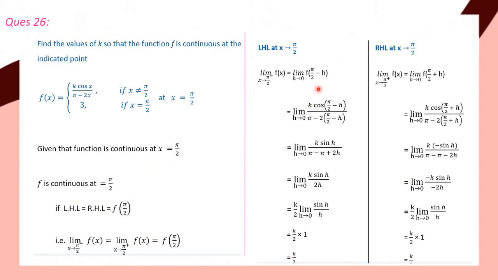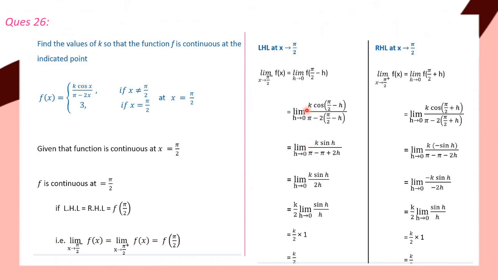When we check the left hand limit, we change the limit: limit h tends to 0, f of pi by 2 minus h. So now put the value of the function. The value of the function is k cos x. What is x? x is this now: pi by 2 minus h, upon pi minus 2x, pi minus 2 in the bracket pi by 2 minus h.